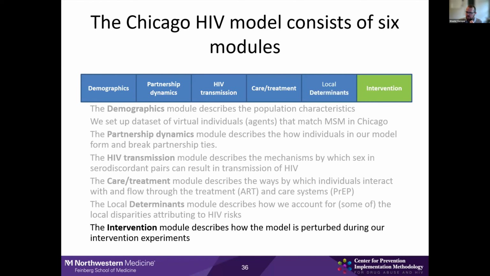And then the last module is an intervention module, where essentially we as researchers look at certain things we can do as a health department and see, if we do X, what is the impact of that on a system level over time.